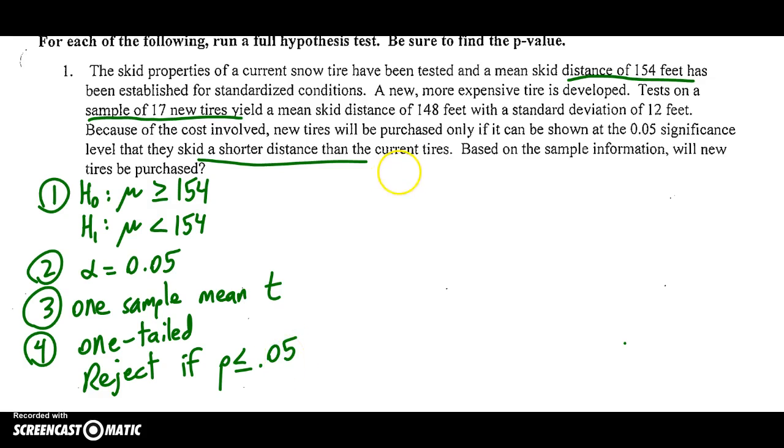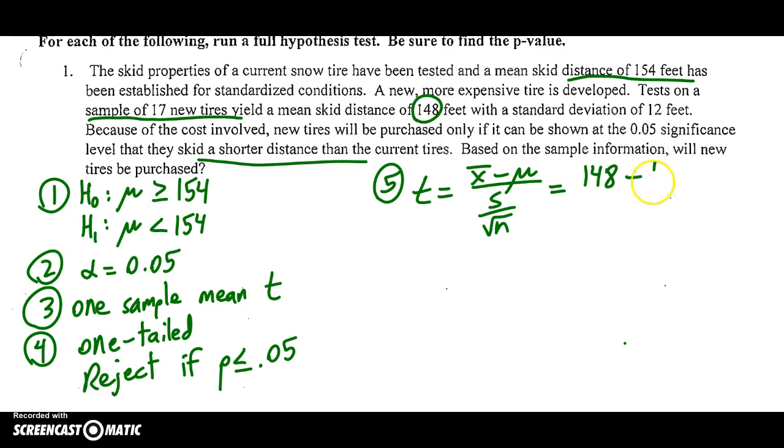All right? Step five. We're going to calculate that t-score. For one sample, the formula is x bar minus mu over s over the square root of n. Okay? So in this case, x bar, well, that's our sample mean, which we calculated to be 148 feet, minus what we originally claimed was mu, 154, over the sample standard deviation, which is 12, over the square root of however many we sampled, which in this case is 17.